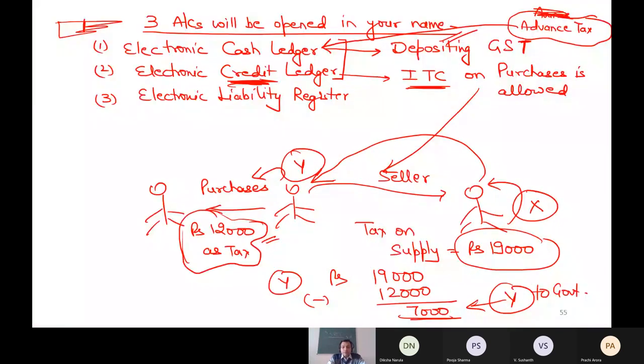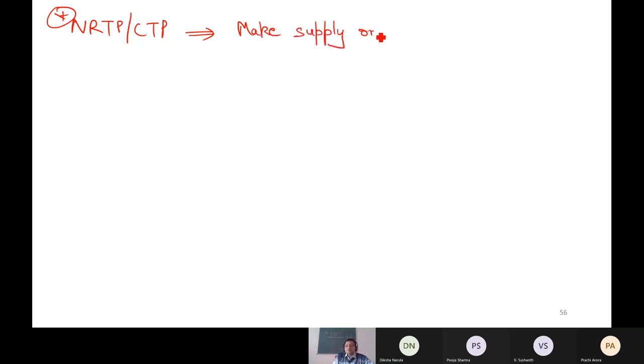Okay, so the one point which I forgot to write and you should note down is that non-resident taxable person and casual taxable person, they should make supply only after issuance of certificate of registration. That is why 5 days before commencing the business is required. Make supply only after the issuance of certificate of registration.